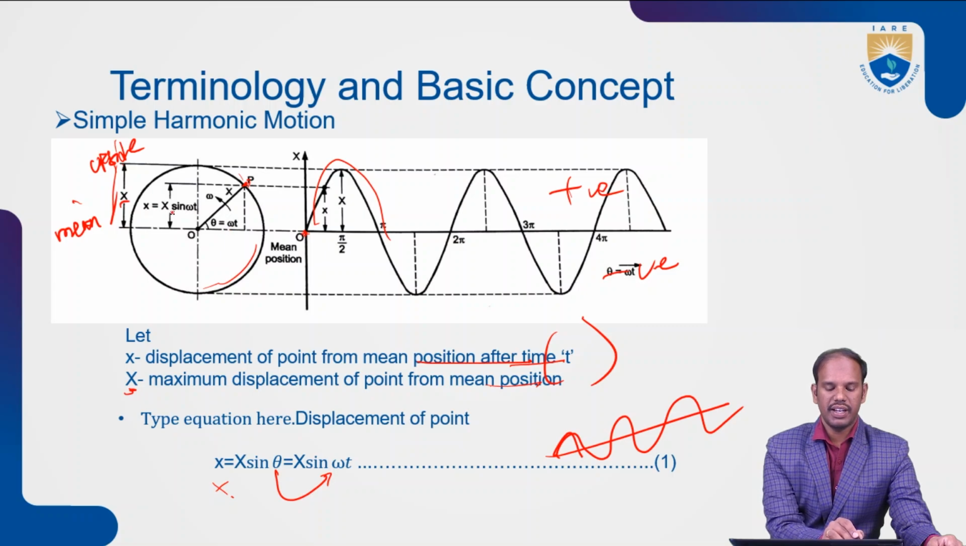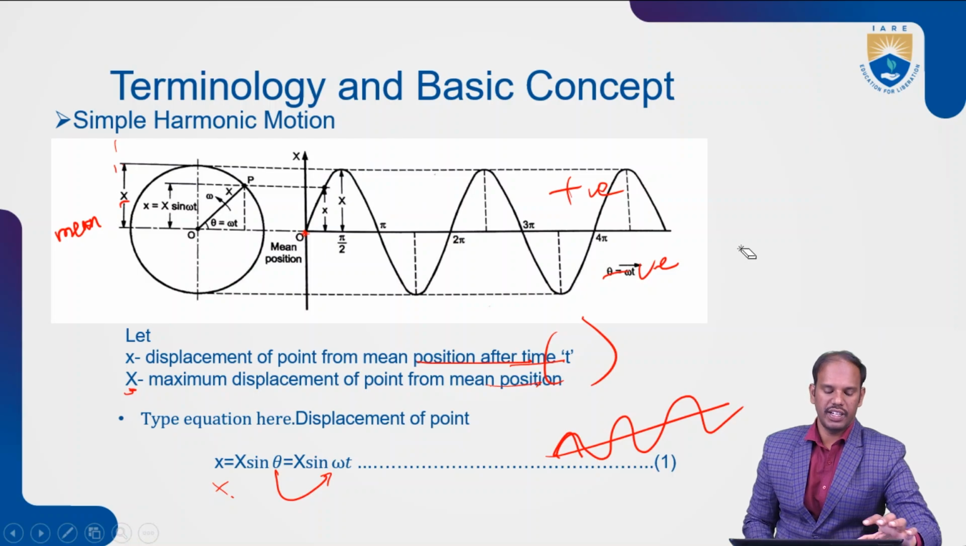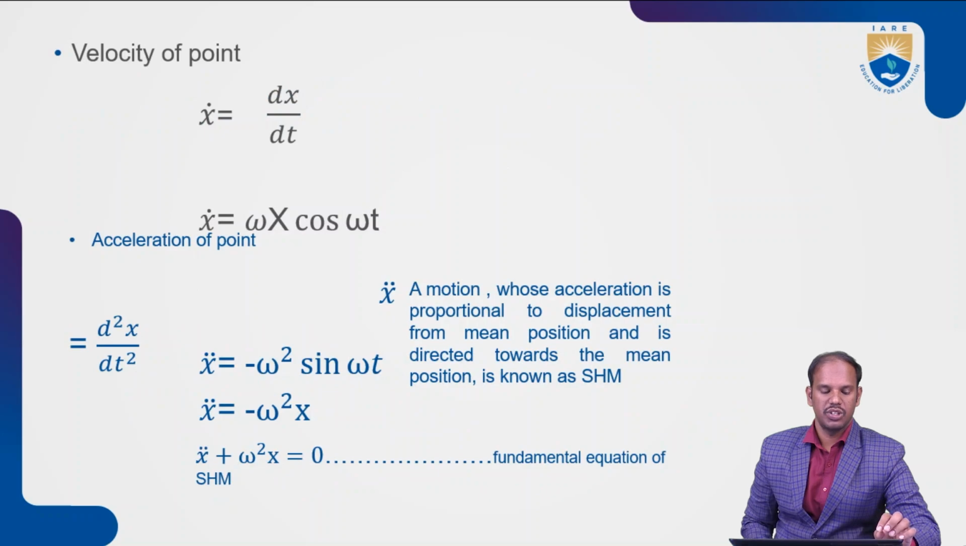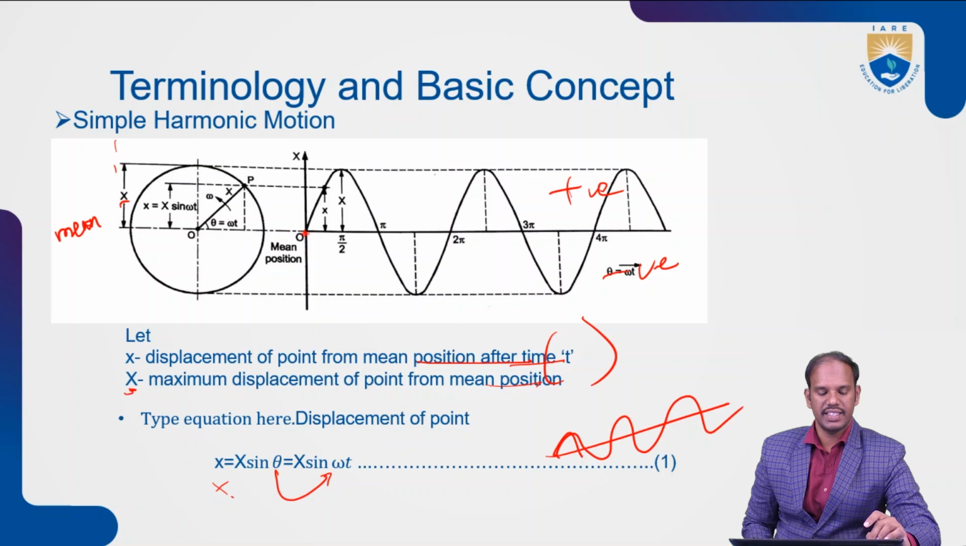So x is the distance, x equals x sin omega t. We can write sin omega t using this circle equation, where theta equals omega t, and the distance x equals x sin omega t. So these are the equations for these basic concepts. Velocity we can define next. Here we are taking distance in terms of x, so x is nothing but x sin omega t.